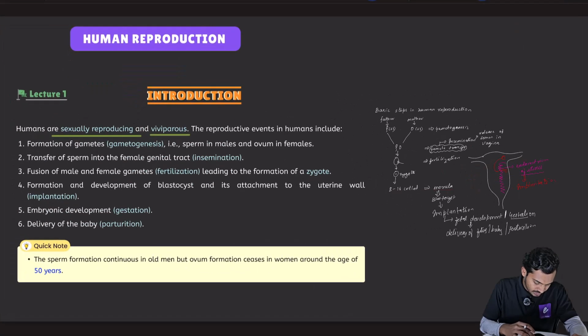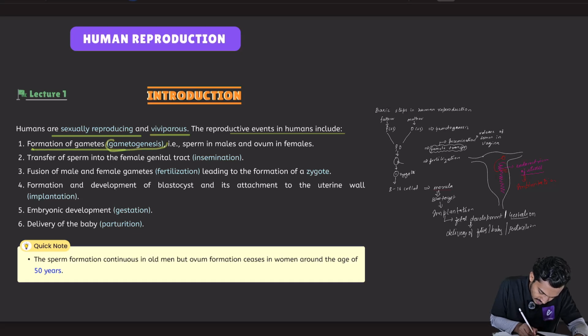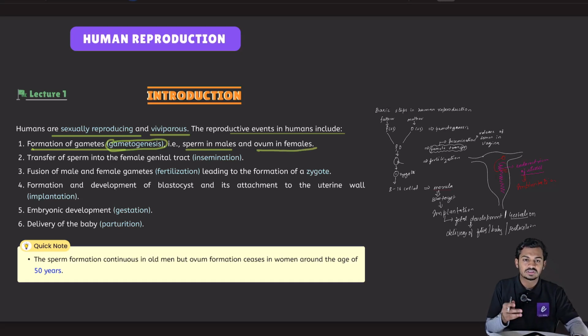अब हम दोस्तों we will read the slides. So we will see what are the steps in human reproduction. So you can see the events in human reproduction include. So what are the steps in human reproduction? First step is formation of gametes, that is gametogenesis, right? So sperm in males and ovum in females. So the first step is gametogenesis, where gametes are formed. Sperm is a male gamete and ovum is a female gamete.